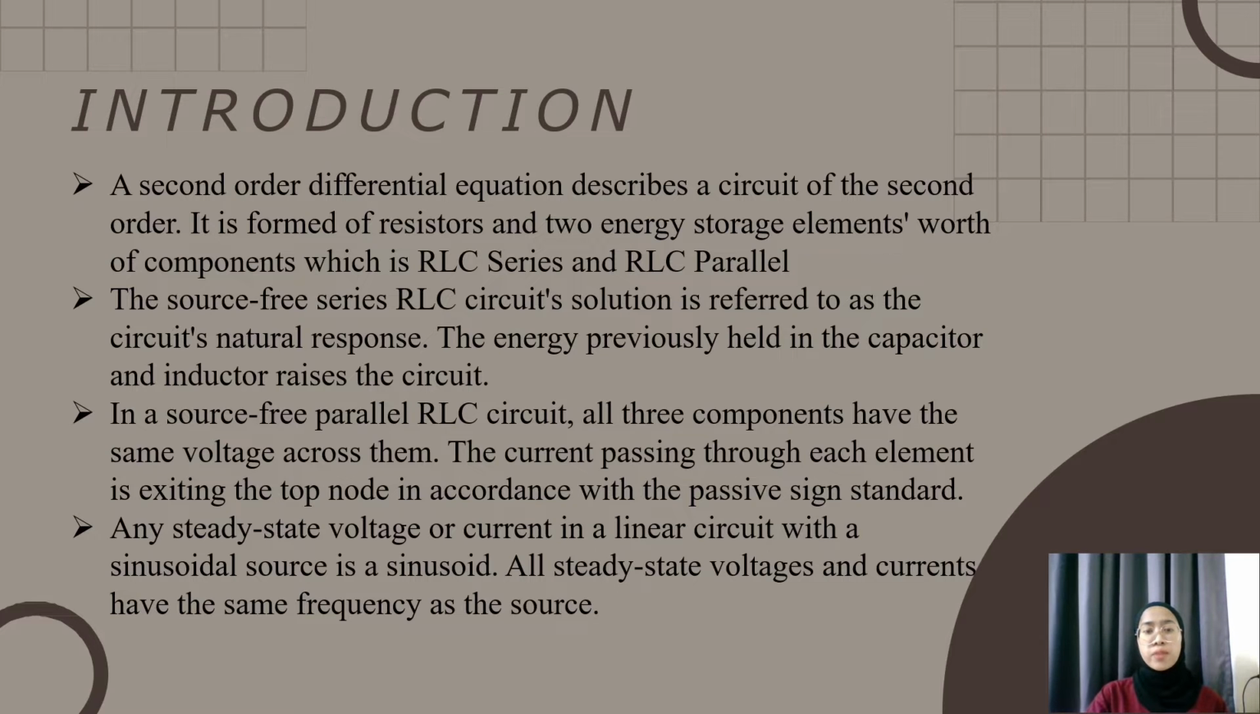In a source-free parallel RLC circuit, all three components have the same voltage across them. The current passing through each element is leaving the top node in accordance with the passive sign convention. Any steady-state voltage or current in a linear circuit with a sinusoidal source is a sinusoid. All steady-state voltages and currents have the same frequency as the source.